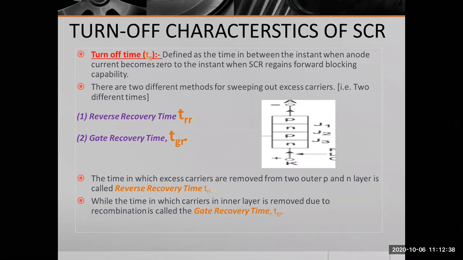Because we are speeding up the removal of excess charges, both in TRR and TG, the entire process, that is the TQ time period, will decrease. It means we are removing the excess charge carriers very fast with the help of reverse voltage. Okay, so that is the concept.